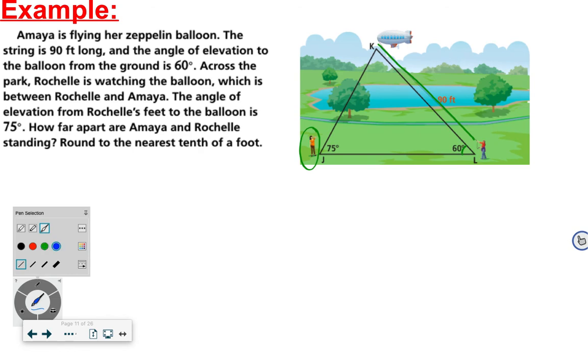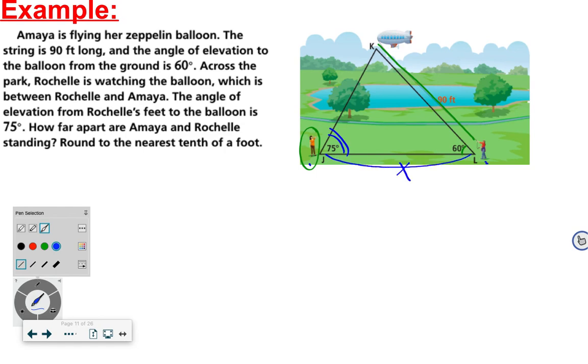Which is between Rachel and Amaya. The angle of elevation from Rachel's feet is 75 degrees here. How far apart are Amaya and Rachel standing? So this is a question. This is Rachel. This is Amaya. So it says, how far apart are Amaya and Rachel standing? So this is the question, X.